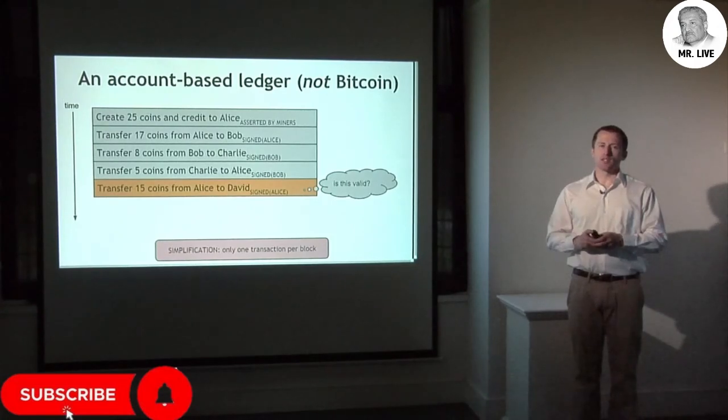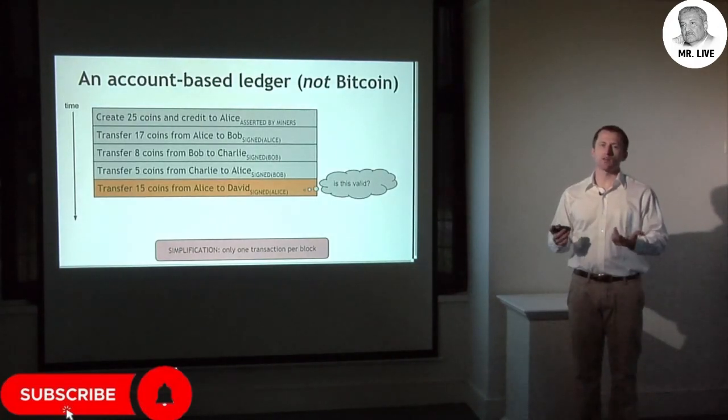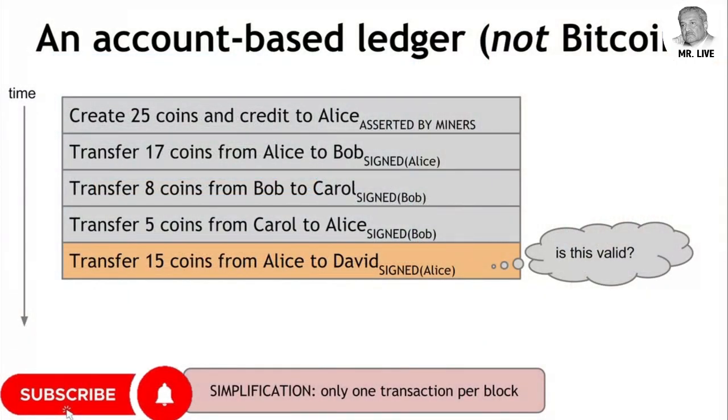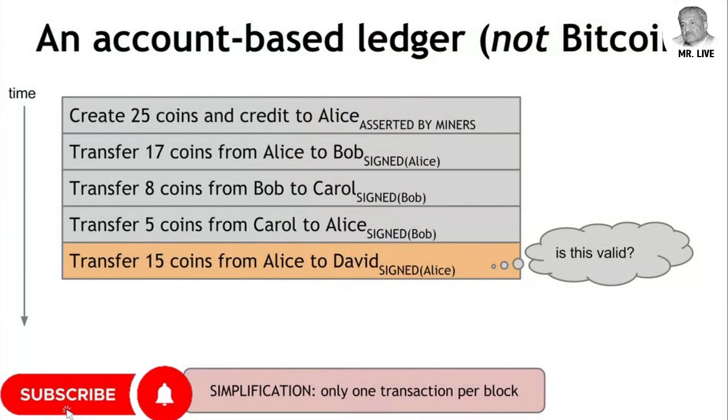Now the downside of this system, if we add a new transaction at the bottom here, is that we have to remember what the account balance is for each participant to figure out if this transaction is valid or not. Does Alice have the 15 coins that she's trying to transfer to David here? Looking at this with your naked eye, it's fairly hard to do the mental arithmetic. In fact, you'd have to look backwards in time forever to see every transaction affecting Alice, and whether her net balance at the time she tries to transfer 15 coins to David is greater than 15 coins.